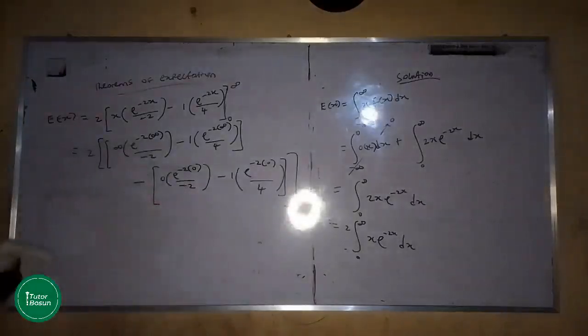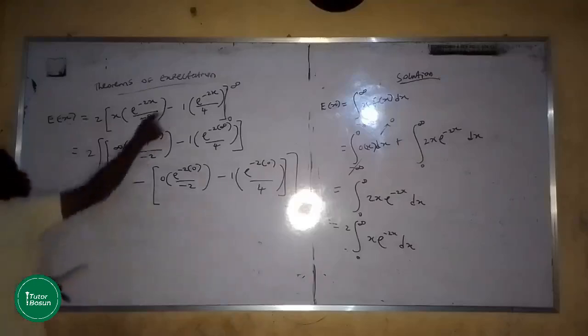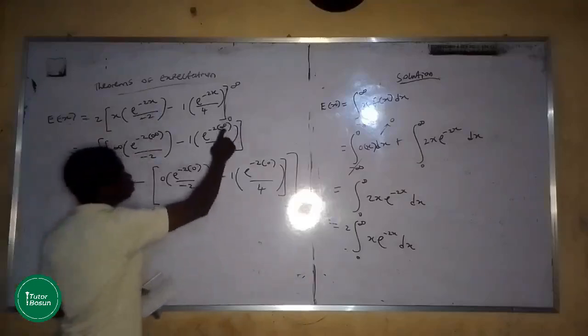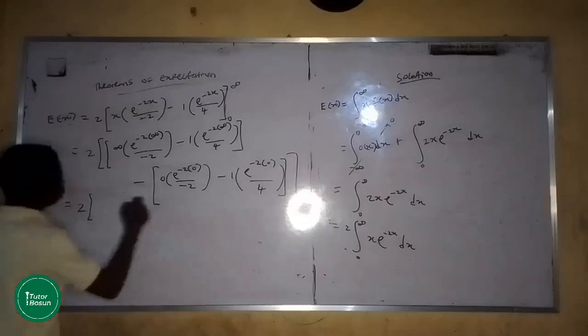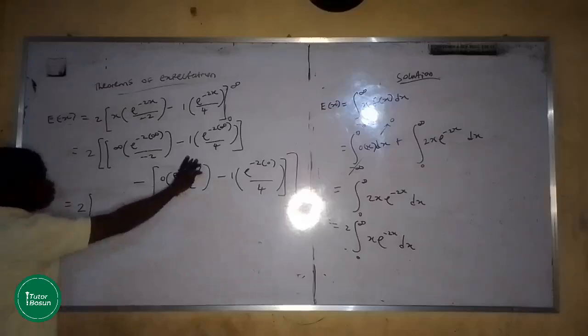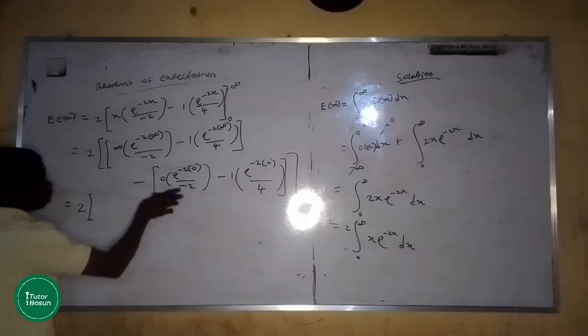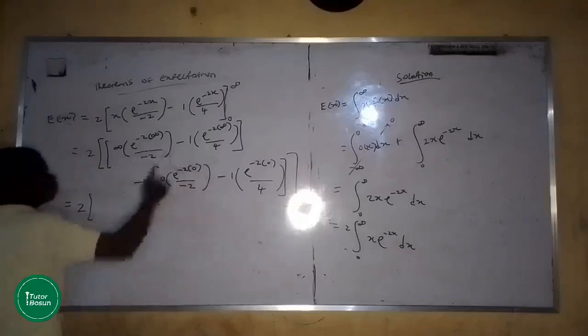But don't forget, minus 2 times infinity gives minus infinity, and exponential minus infinity, as we already know, is 0. So automatically everything here becomes 0, and this also has exponential minus infinity, so that also gives us 0. So we have 2 times, and the term with 0 outside automatically becomes 0.